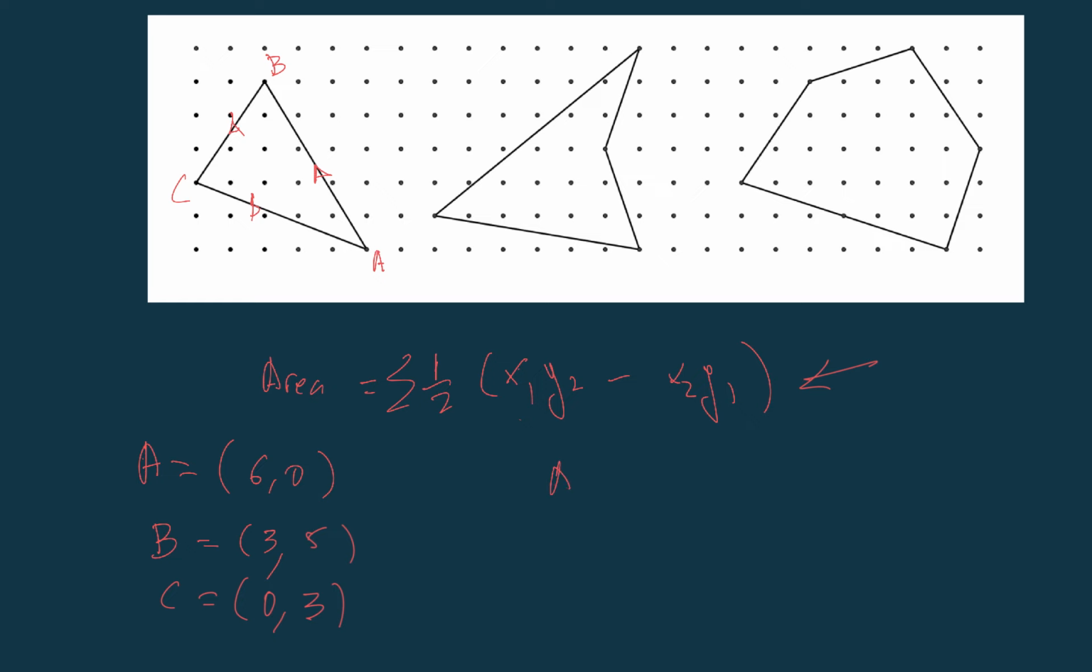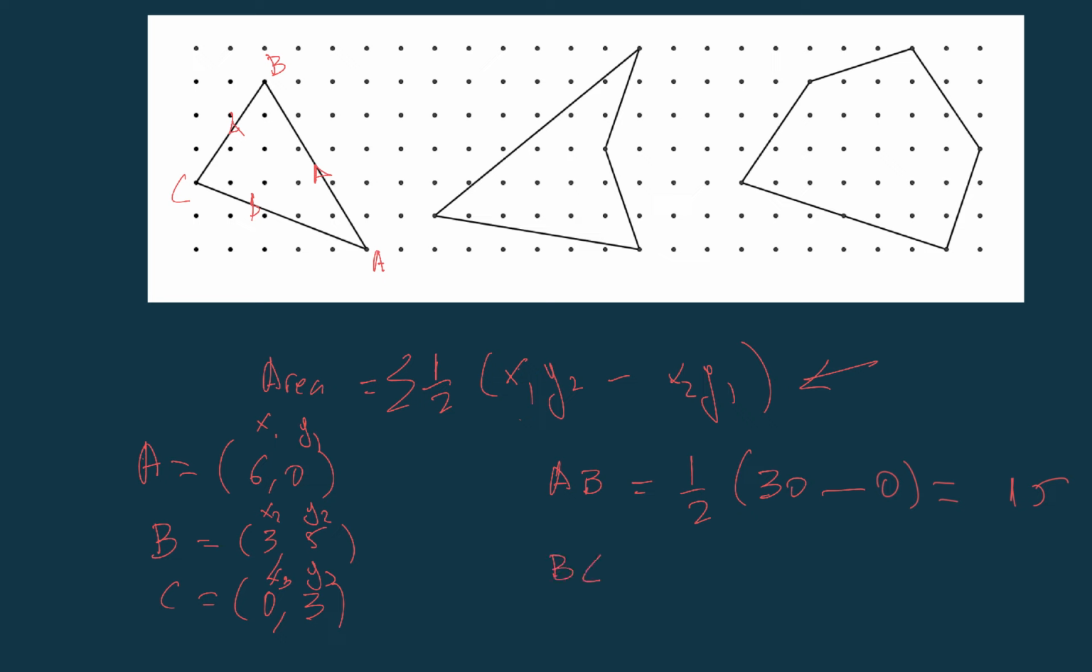So what is AB? In going from A to B, I perform a sum, and the sum will be 1/2 of x1 y2 minus x2 y1. So x1 y2 is 6 by 5, 30, minus x2 y1, x2 is 3 by 0, which is 0. So here is 15, AB.